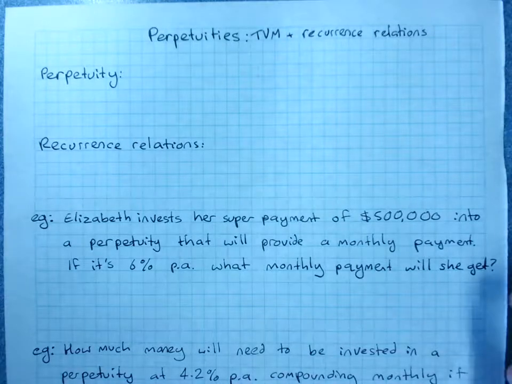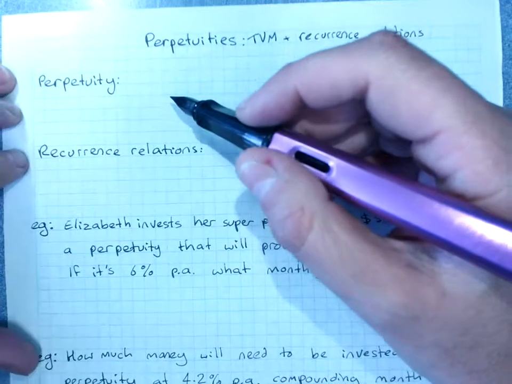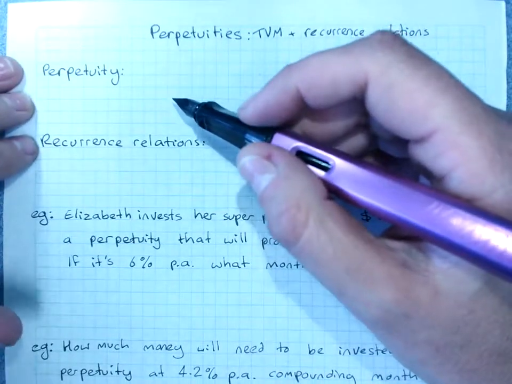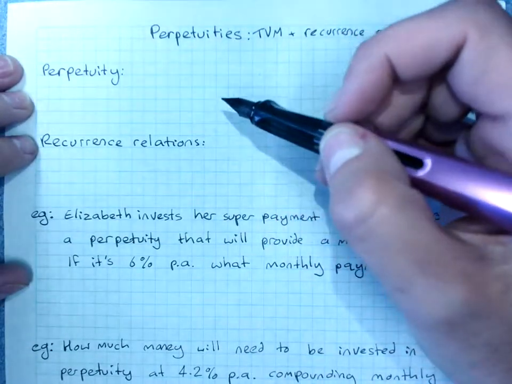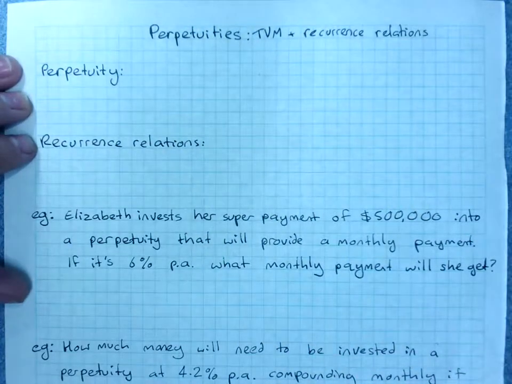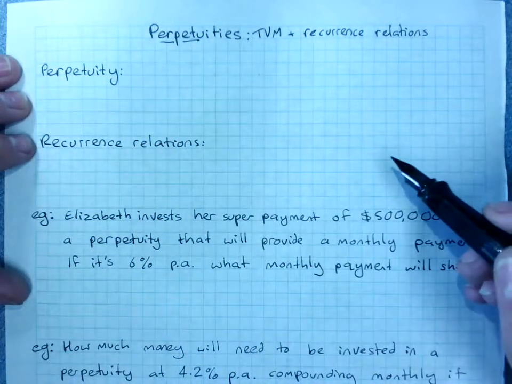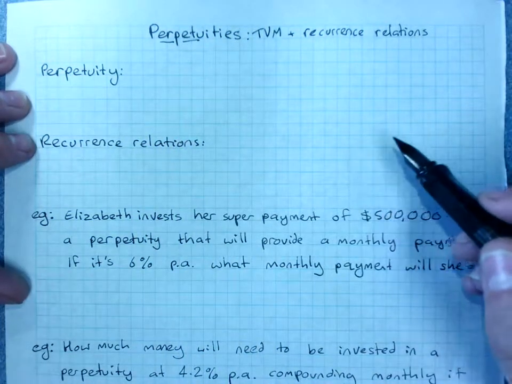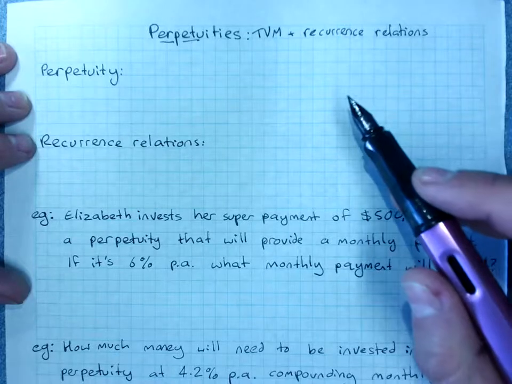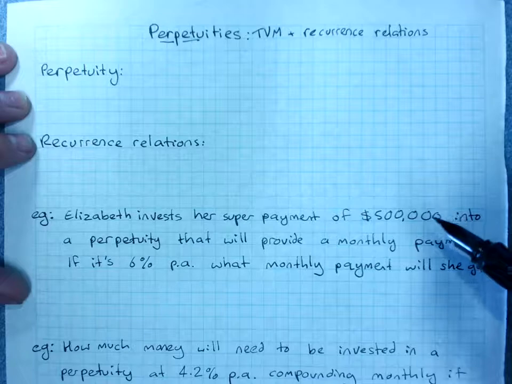Perpetuities. A perpetuity is like an annuity. It's a type of investment where we have money in the bank and we're withdrawing regular payments. But the difference is that it will last forever. So perpetuity, meaning perpetual, forever. And it does that by only withdrawing the amount of interest that was gained every compounding period.